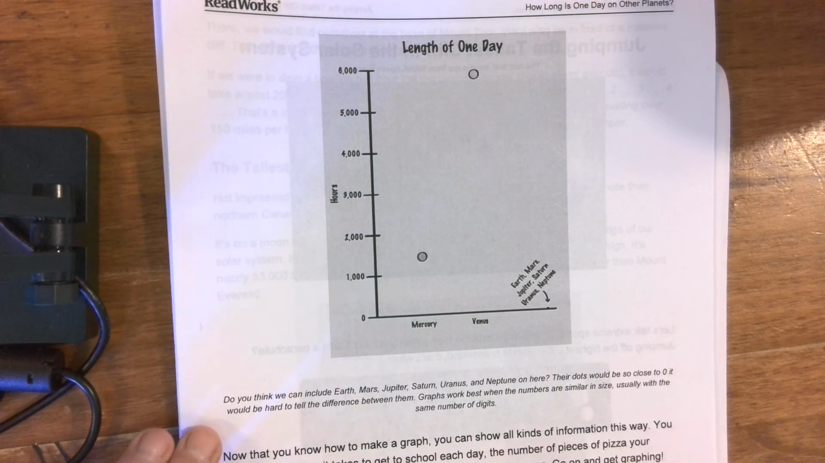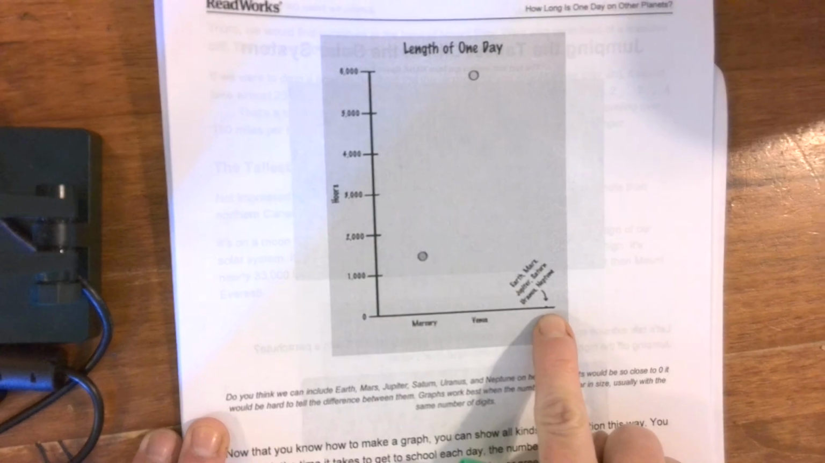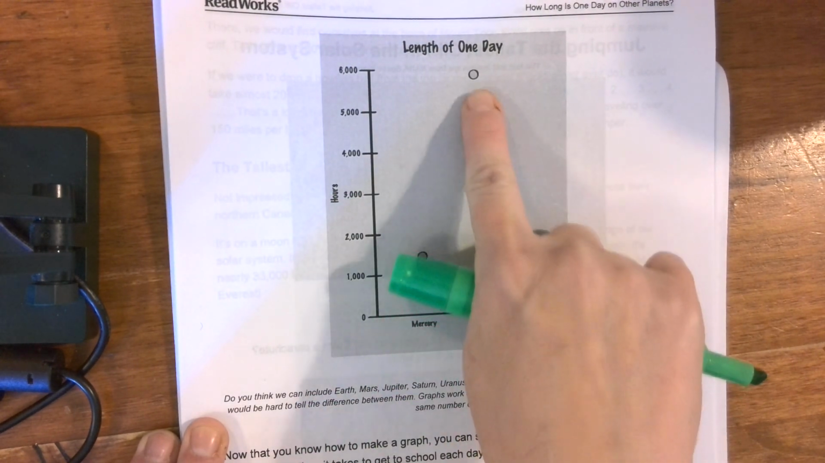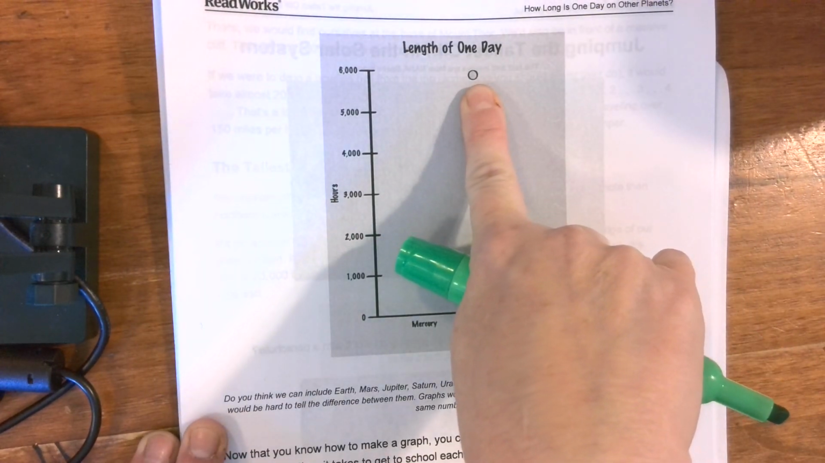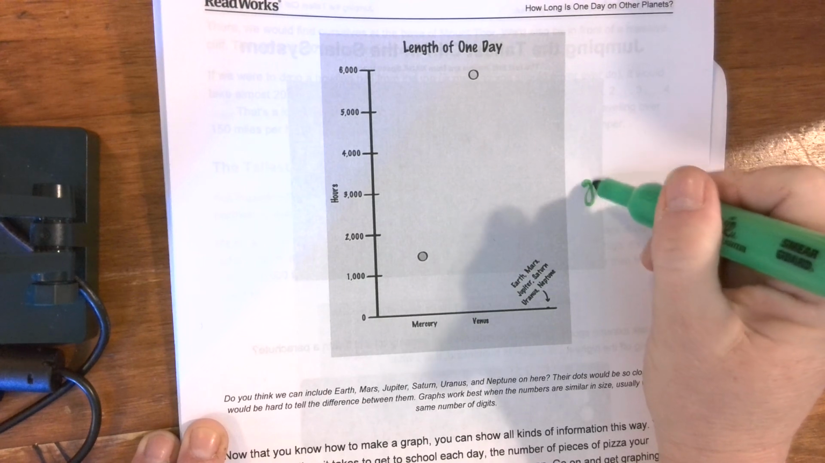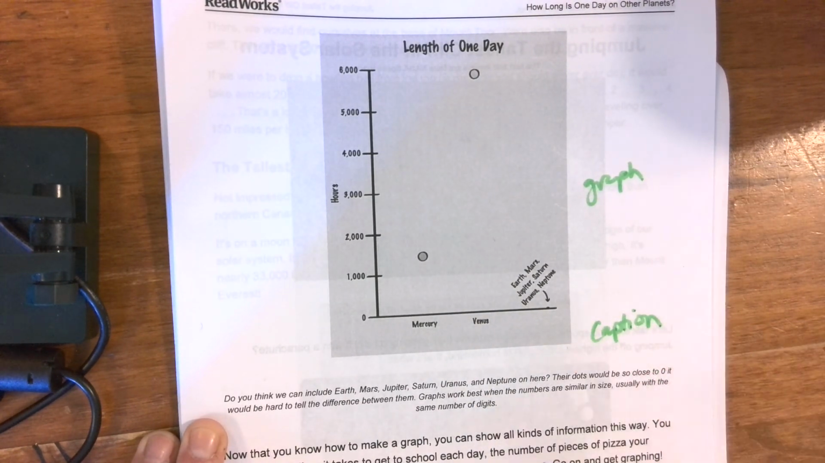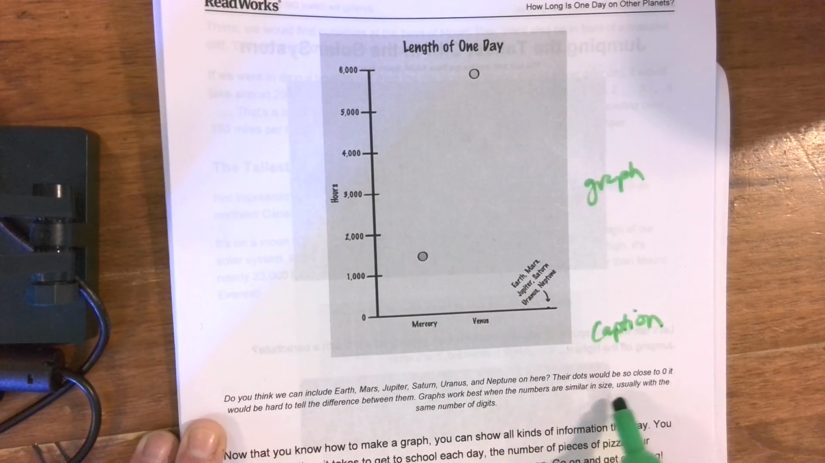All right. So you can see what we were just talking about. Earth would be all the way down here on this graph. And then look how slow Venus is rotating. Okay, we have another graph. We have another caption. Do you think we can include Earth, Mars, Jupiter, Saturn, Uranus, and Neptune on here? Their dots will be so close to 0, it would be hard to tell the difference between them.